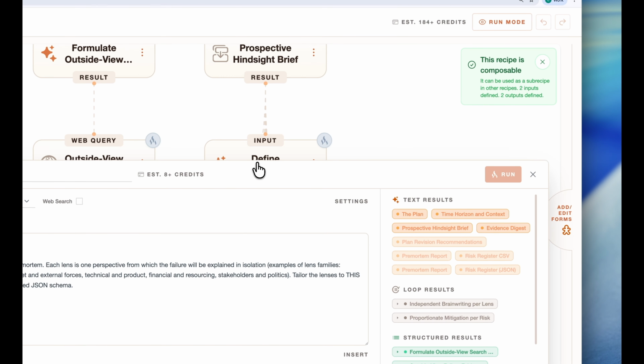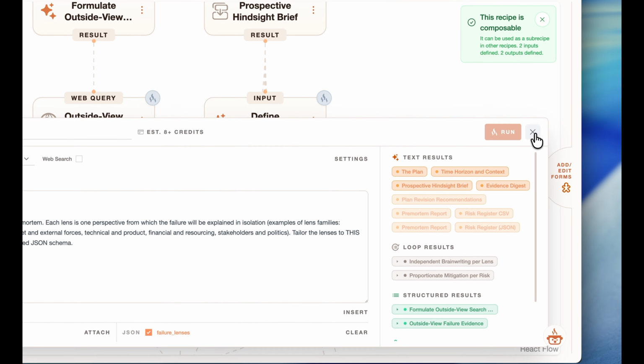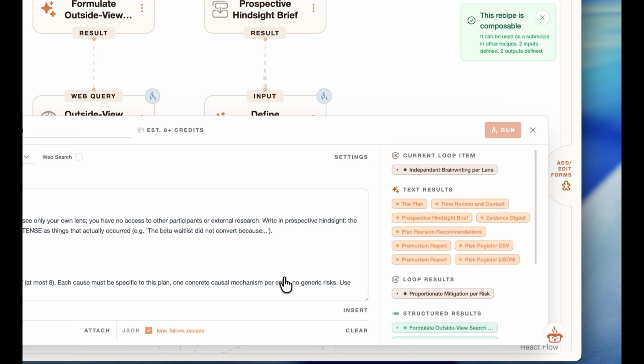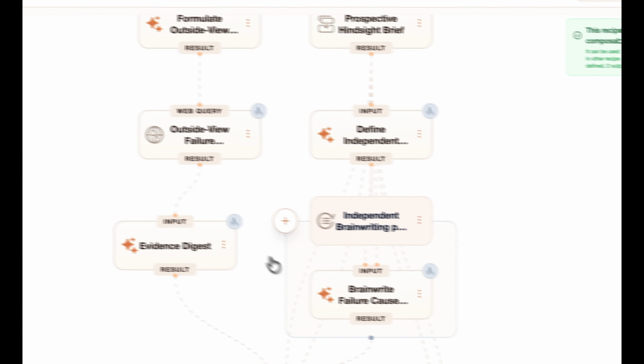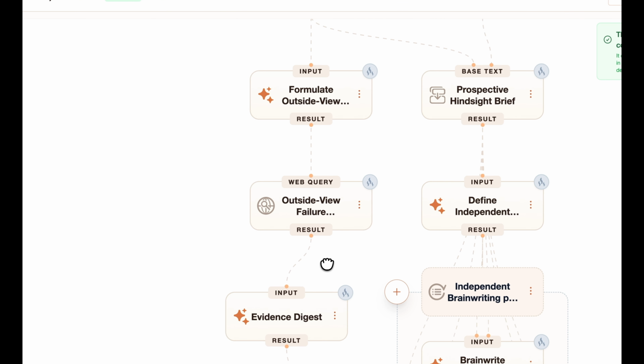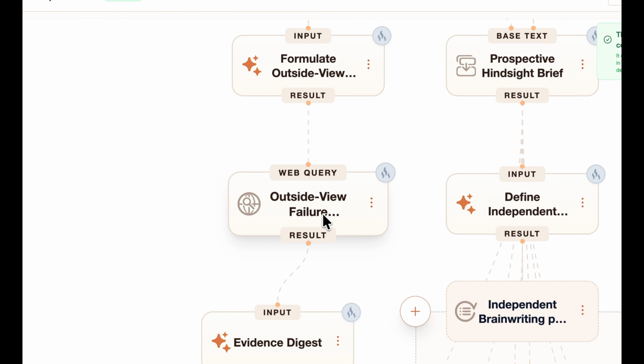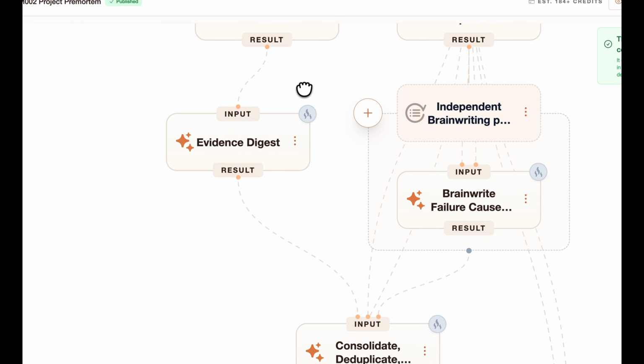Then it defines the failure lenses. Then each lens writes alone, in parallel, and the past tense is required of the causes, not of your plan. Off to the side, we have a web search. Watch where its output goes.